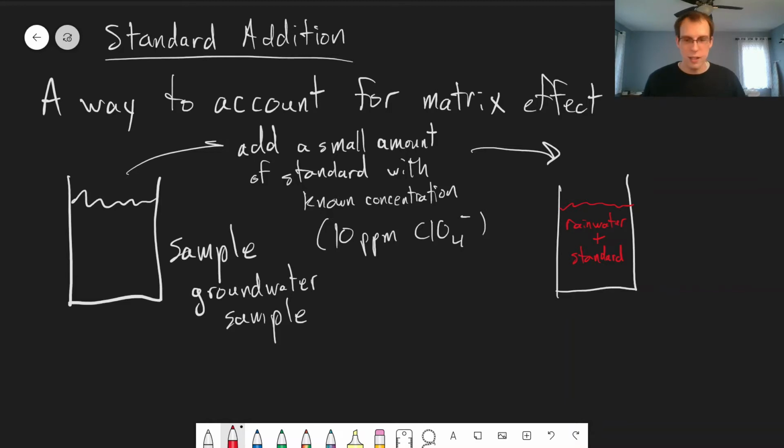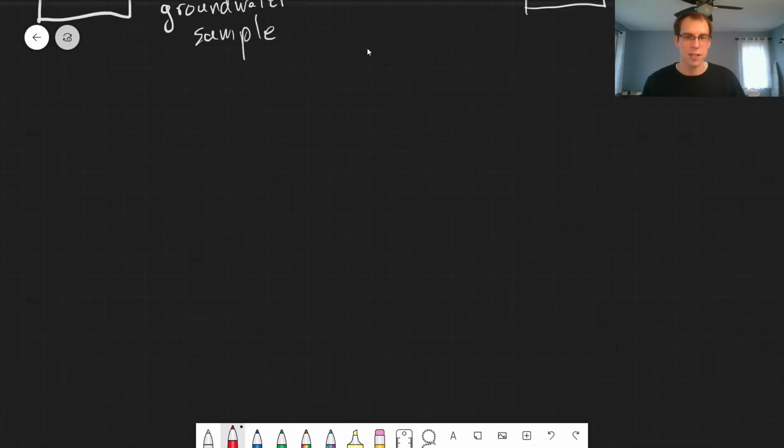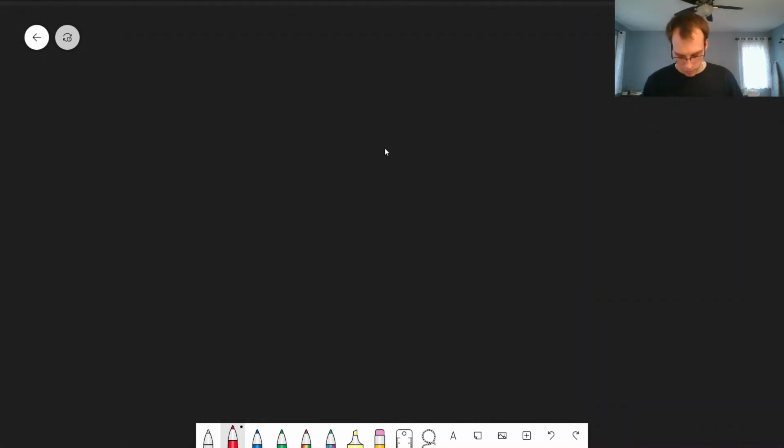And so the idea is that we can basically use a ratio here to find the original concentration. So let's go through the math of how this will work. For right now, we're just going to consider one standard addition, but typically what we do is we add multiple standard additions to make a calibration curve, and we'll go over that in the next video.